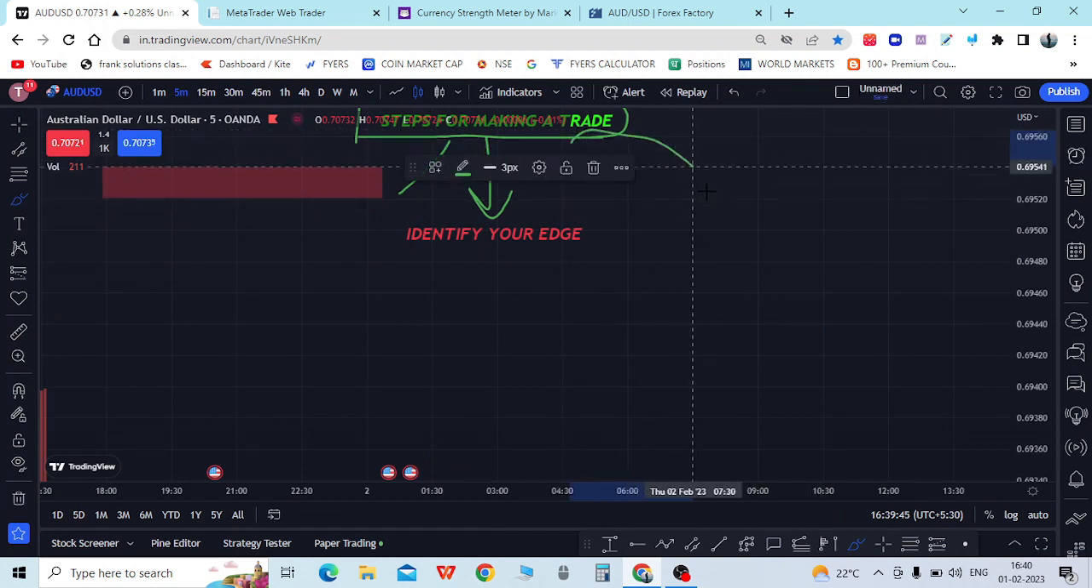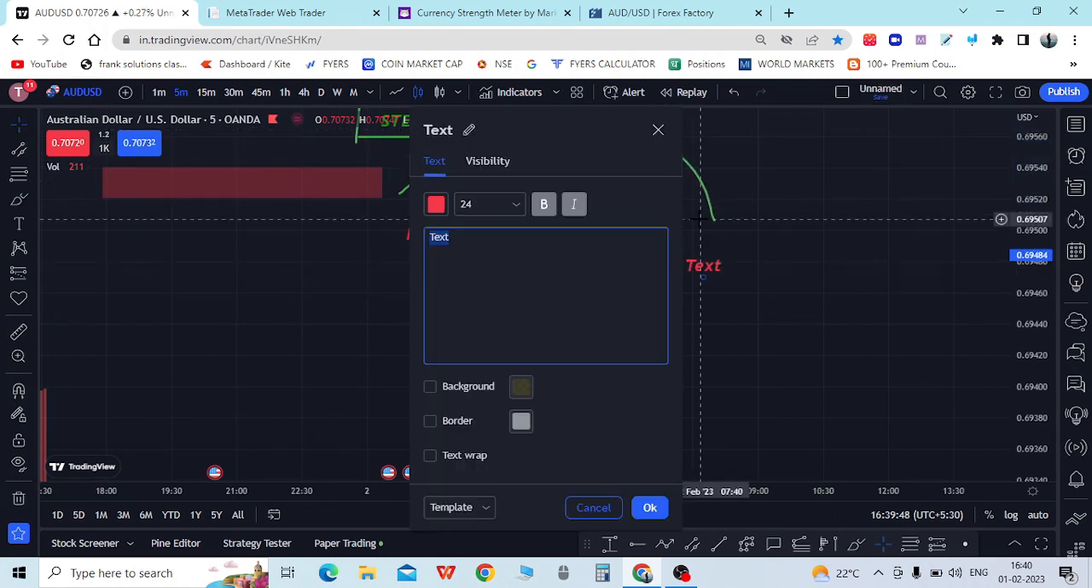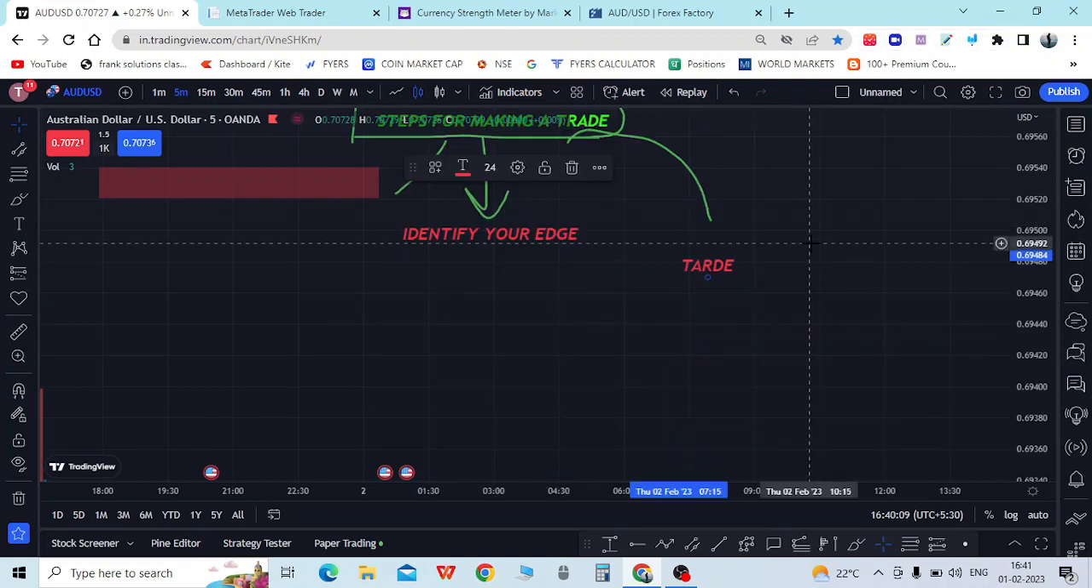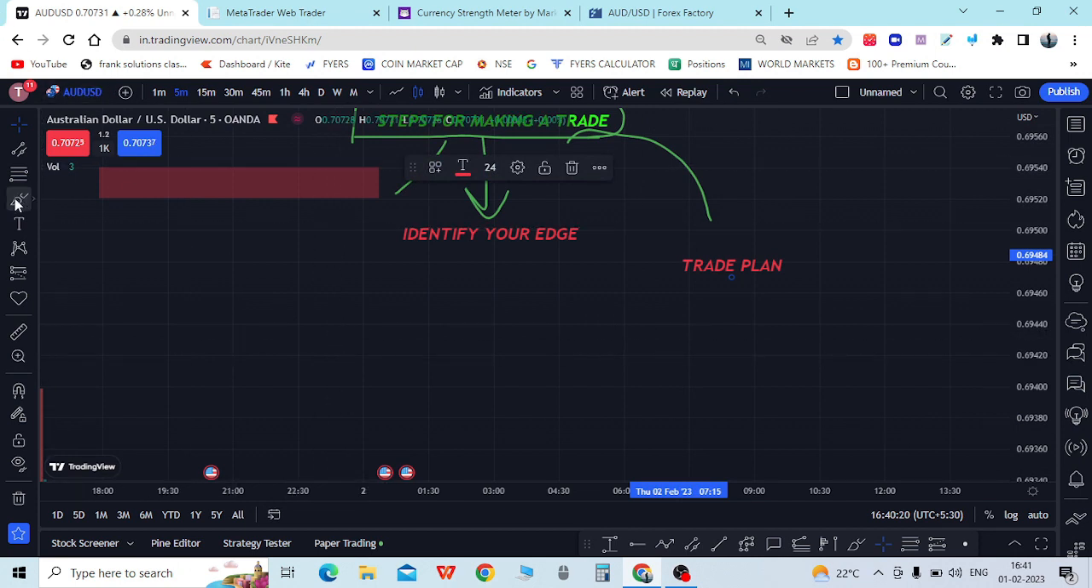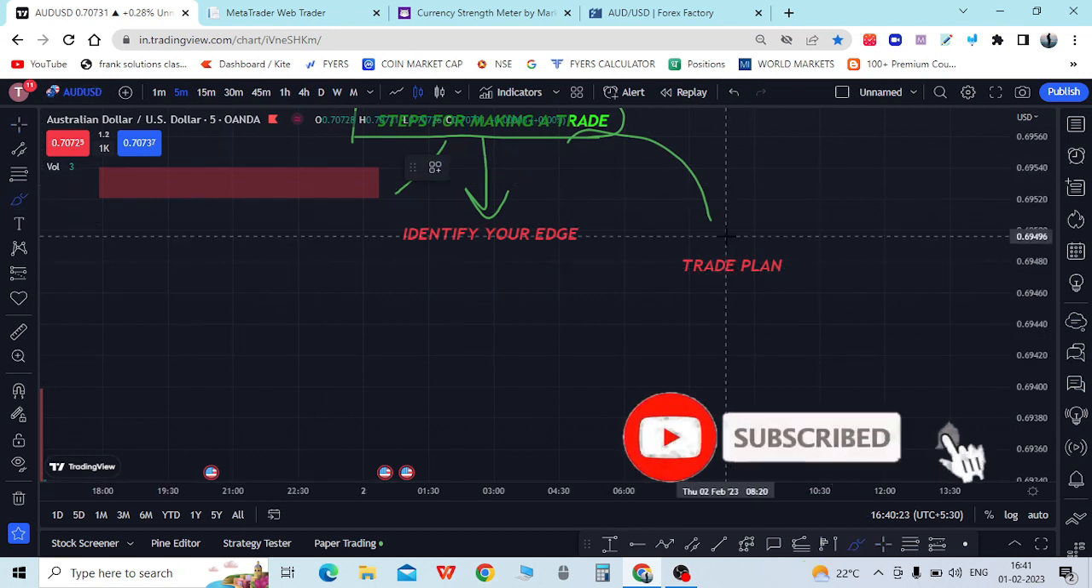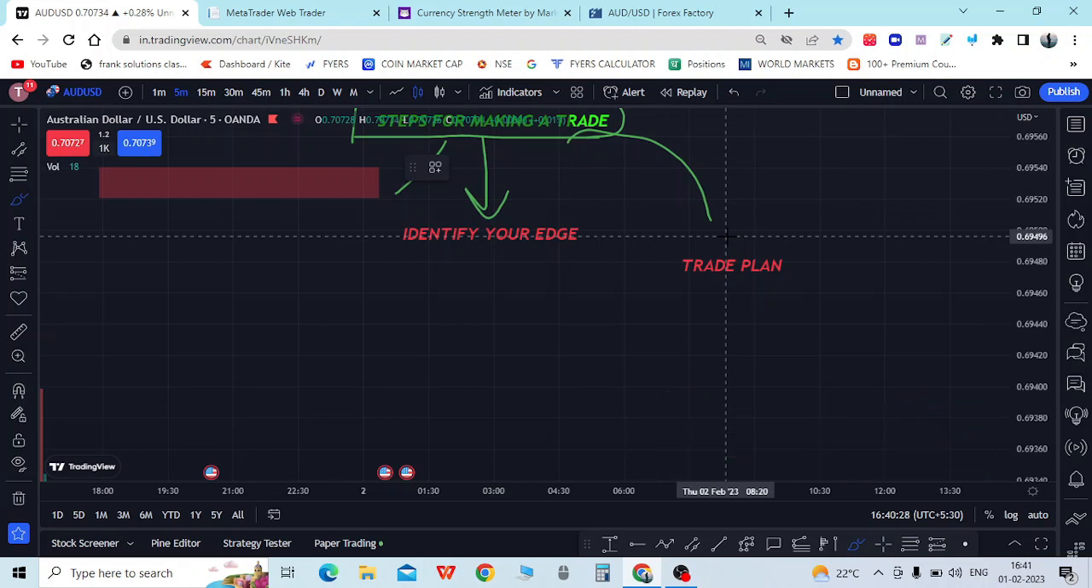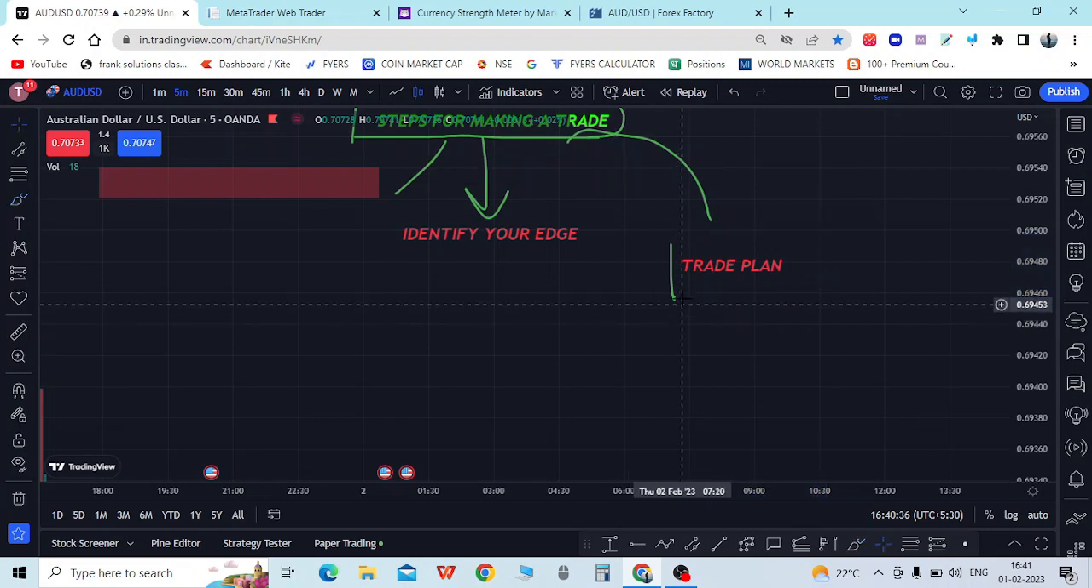Number second, make your trade plan. A trade plan consists of very vast things. I have told in many videos how to make a trade plan, so you can check my previous videos. In short, a trade plan consists of how you plan a trade. Like if you plan to short on resistance, at what time, at what condition, at what price, and where you will exit. These things make up a trading plan.